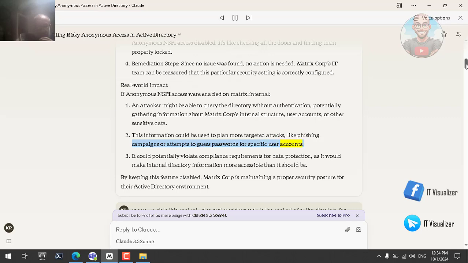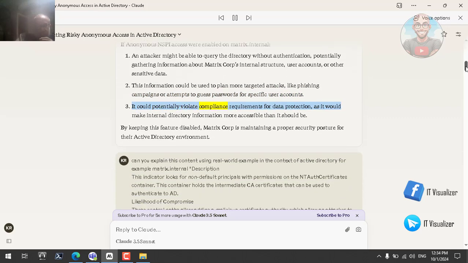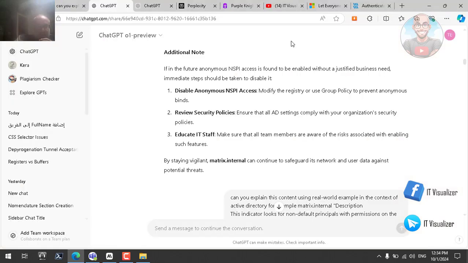user accounts. It could potentially violate compliance requirements for data protection, as it would make internal directory information more accessible than it should be. By keeping this feature disabled, Matrix Corp is maintaining a proper security posture for their Active Directory environment. Even though I don't like the answer of Claude, I think the best one is Perplexity, and then comes ChatGPT o1, and then the least one from my point of view is Claude 3.5 Sonnet.